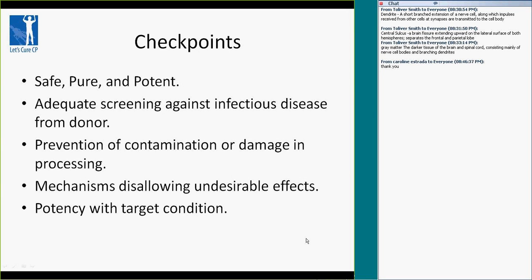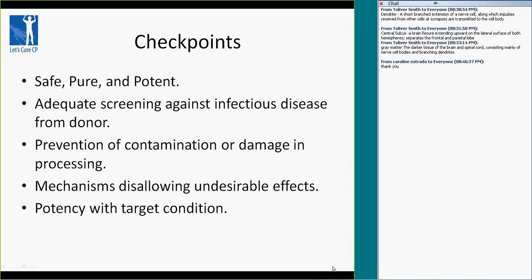The major checkpoints, what's the FDA looking for? Well, they want to be sure that any cell therapy we develop is safe, that it's pure, and that it's potent. We want to make sure that it works against the disease we're targeting. We want to make sure that it doesn't create negative effects. We want to make sure that there isn't any junk in there that isn't needed.